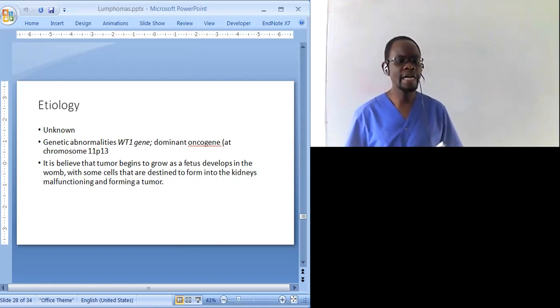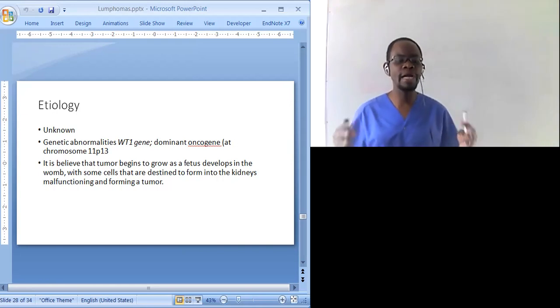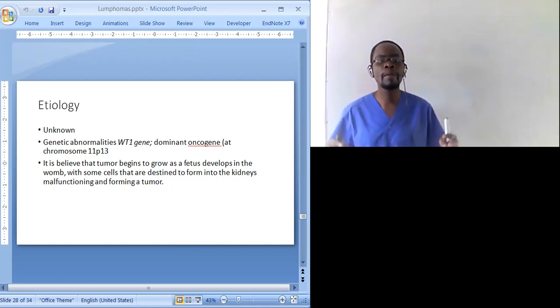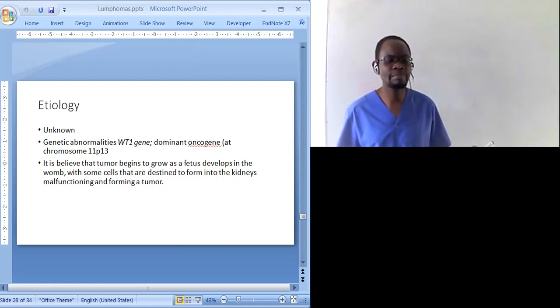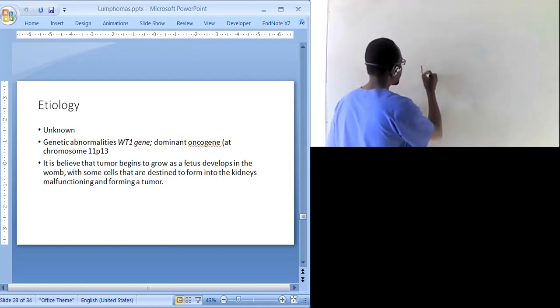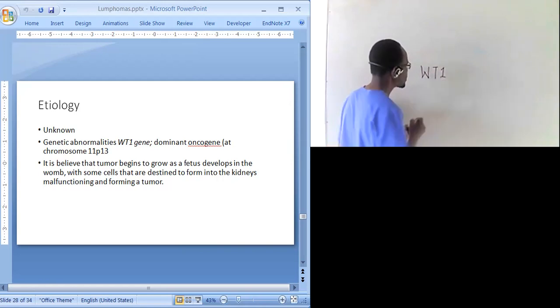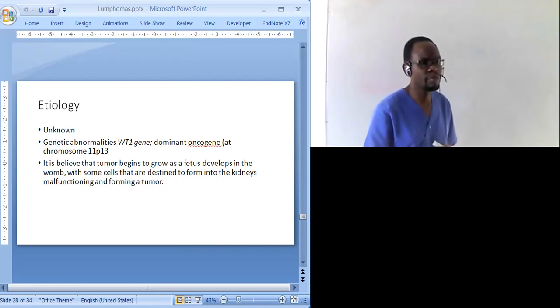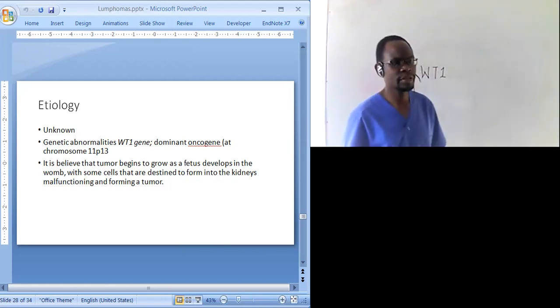So it happens intrauterine, within the womb, within the fetus. These cells that were naturally supposed to form the kidneys basically malfunction, and out of them comes that oncogene, which ends up forming the tumor. So basically, that is it about the etiology.